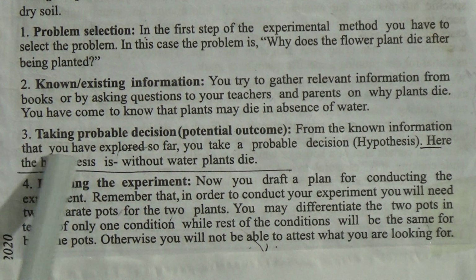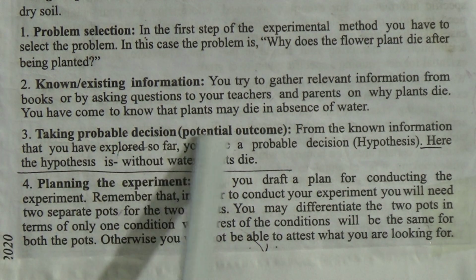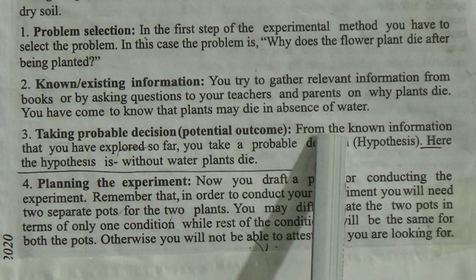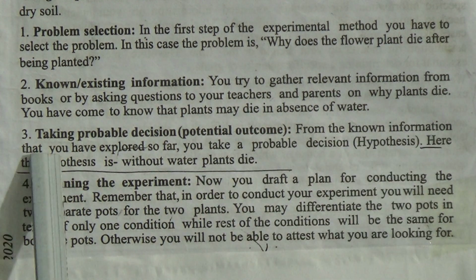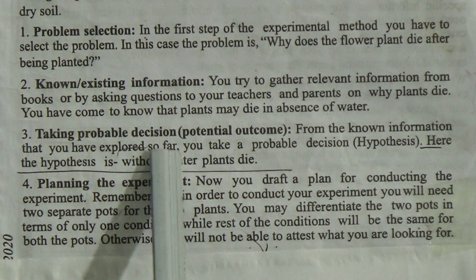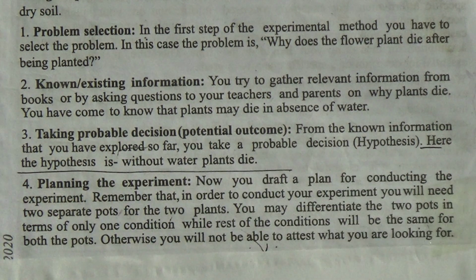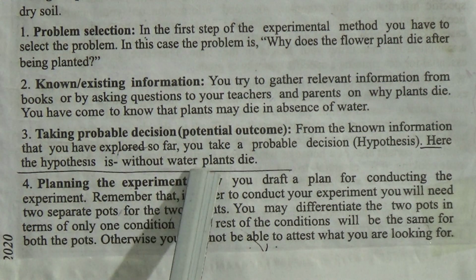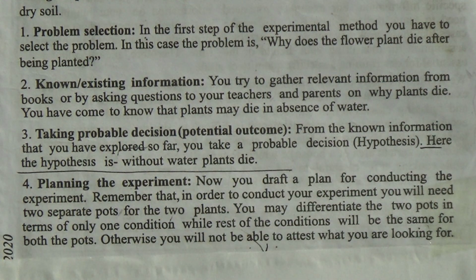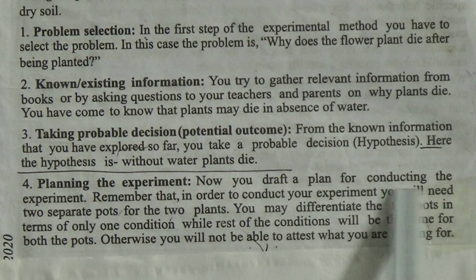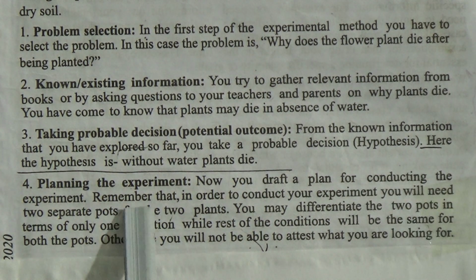And the next step, taking probable decision, potential outcome. From the known information that you have explored so far, you take probable decisions, hypothesis. Here the hypothesis is, without water plants die. And the next step, planning the experiment. Now you draft a plan for conducting the experiment.